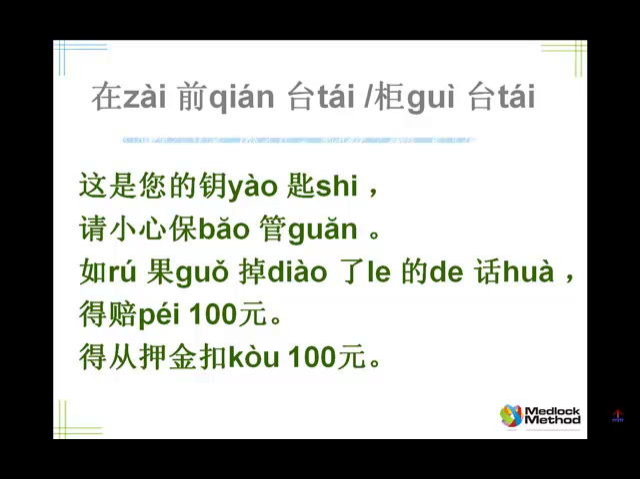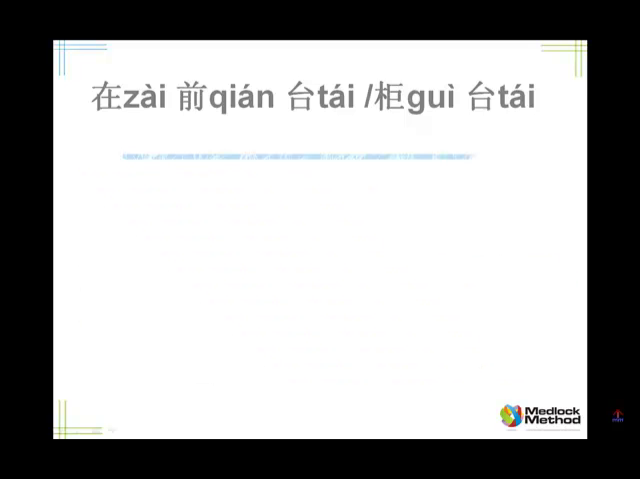Tell me, the 100 will be deducted from your deposit. 得从押金扣100元。 Let's mix it up a little. Tell me, if you lose them, 100 will be deducted from your deposit. 如果掉了的话，得从押金扣100元。Okay, good. We're not quite away from the reception area yet. Nope, we are still at the front desk.